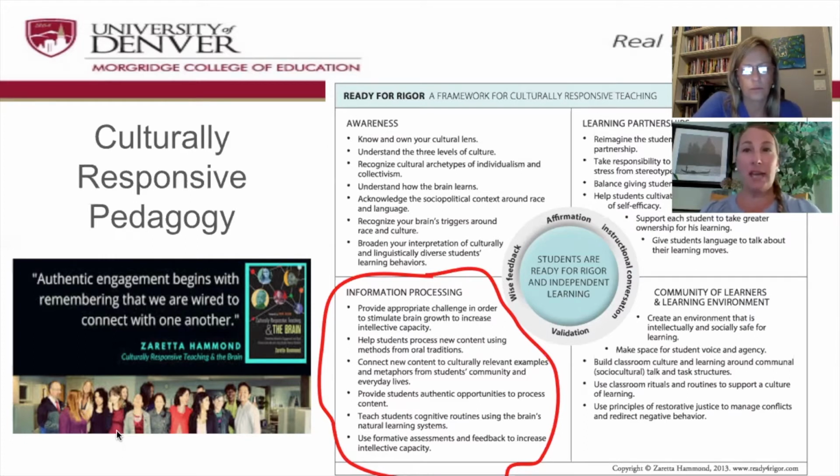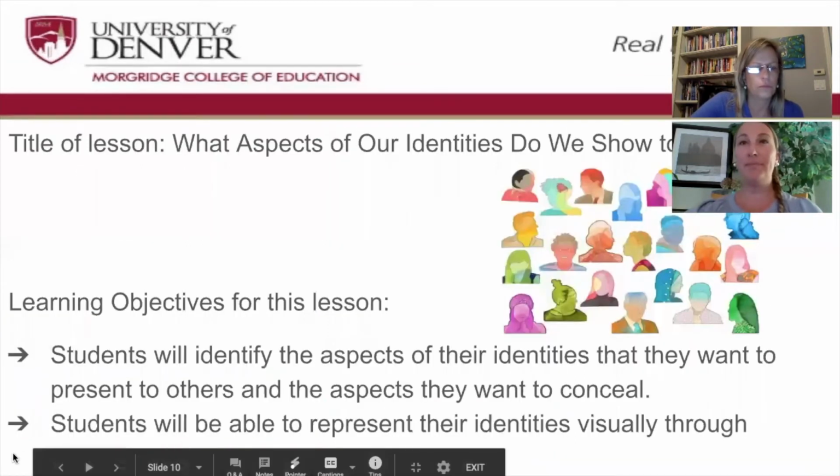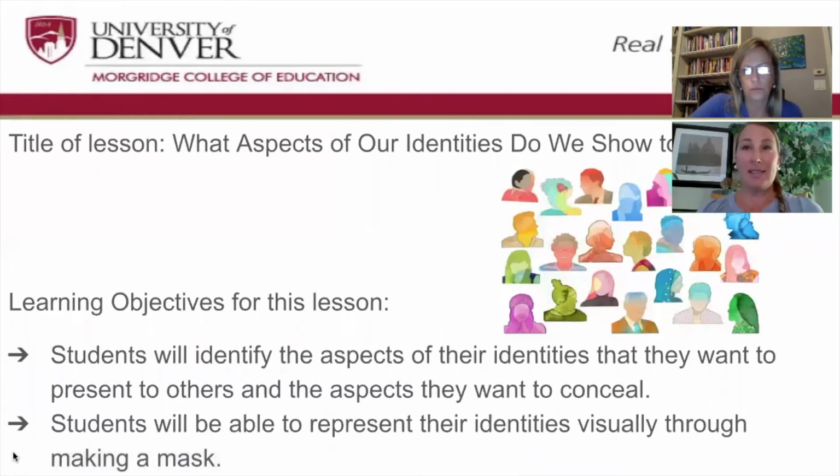When educators attend to all 4 areas of this framework, students are ready for rigor and independent learning. Now let's look at a sample lesson around culturally responsive teaching. The second handout you have access to is a robust lesson from Facing History and Ourselves. This organization uses lessons of history to challenge teachers and their students to stand up to bigotry and hatred.